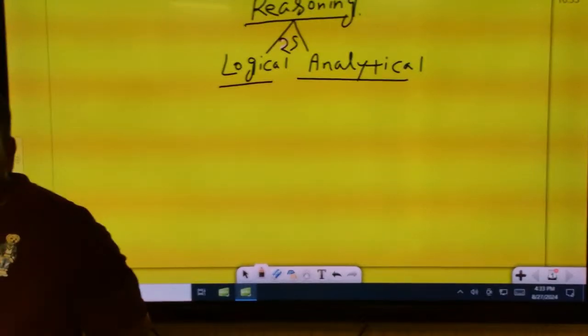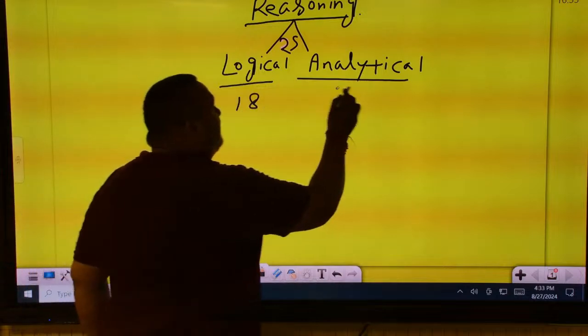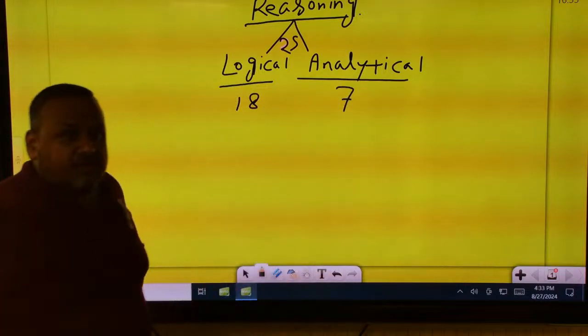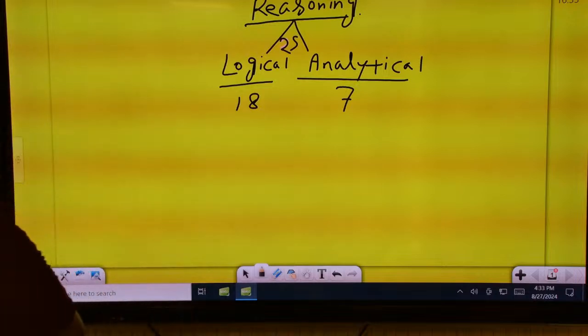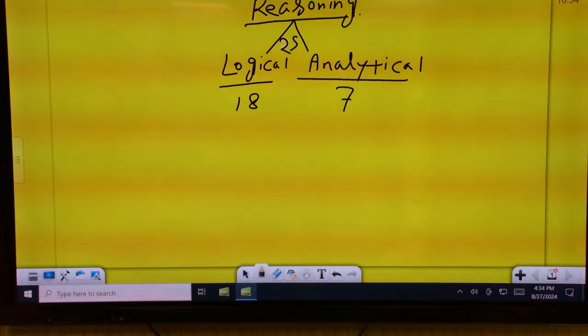There are 25 questions from 34 chapters. And the 25 questions are divided into two parts, 18 and 7. Right? So now anyone, tell me the definition of logical reasoning. What will be the definition of logical reasoning? And don't say when we use logics. Don't say like that. Definition of logical reasoning.